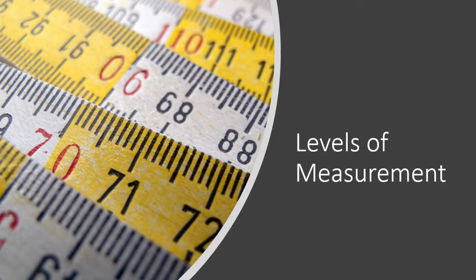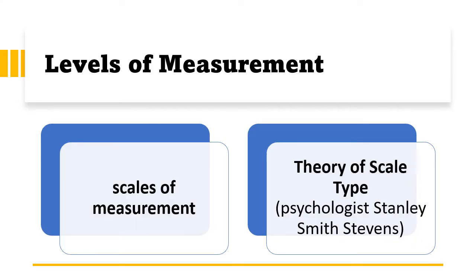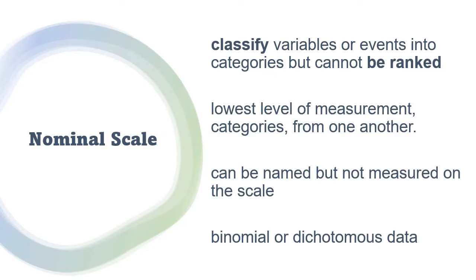So here are the different levels of measurement. Your levels of measurement is also referred to as your scales of measurement. Your scales of measurement is actually based on the theory of scale type, which was formulated by the psychologist Stanley Smith Stevens. Let's talk about the four levels of measurement. The first level of measurement is referred to as nominal scale.